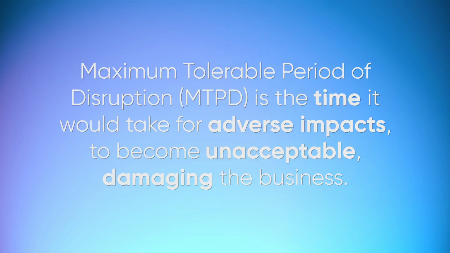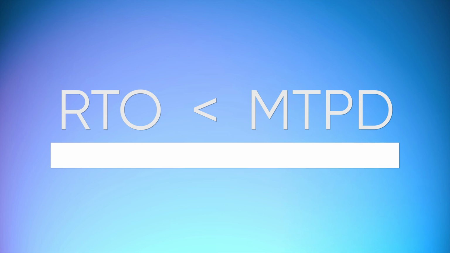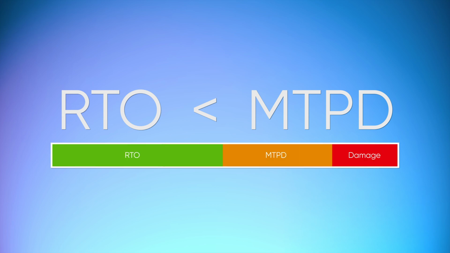Outside of these, we're looking at our Maximum Tolerable Period of Disruption, MTPD. This is the time it would take for the adverse impacts which may occur as a result of not providing a product or service or performing an activity to become unacceptably damaging to the business. As you plan and map out services and activities, your recovery time objective should always be less than your maximum tolerable period of disruption.